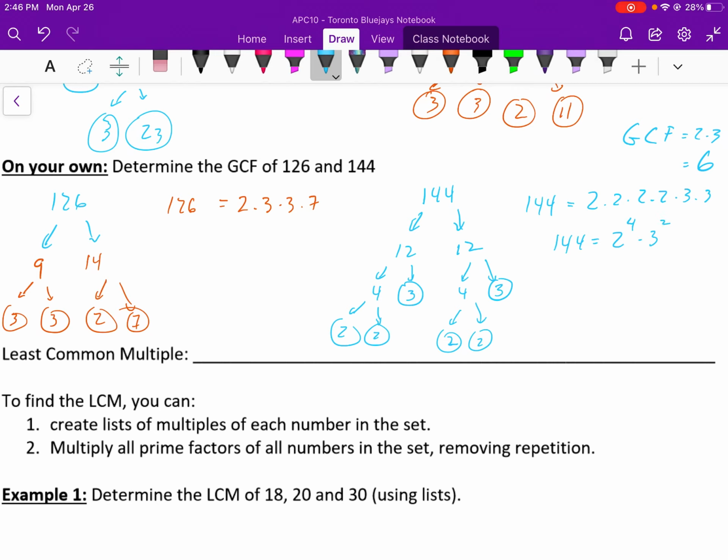What is the GCF? Well, what numbers do we have in common? Now, we have a 2, correct? Yes, there's one 2 that is common to both. We have 2 prime factors of 3, exactly. So my GCF is going to be equal to 2 times 3 times 3, and 2 times 3 times 3 is simply 18. So the greatest common factor that exists between these two numbers is 18.